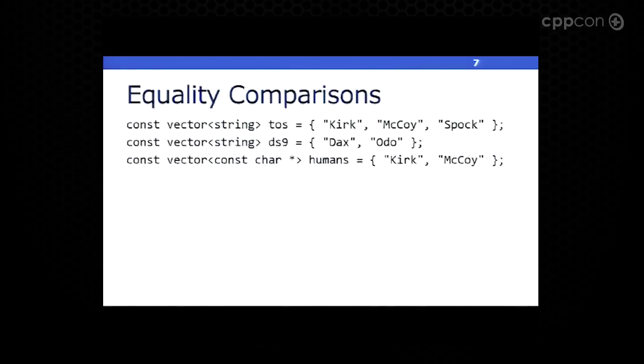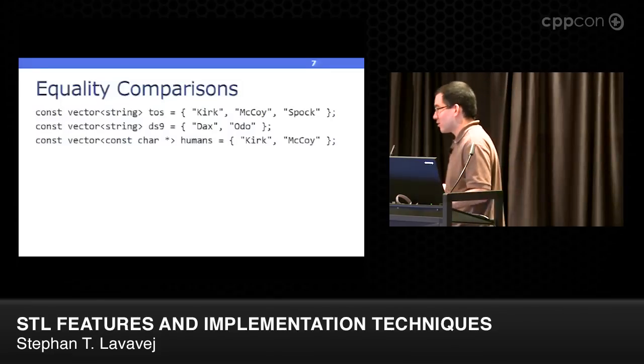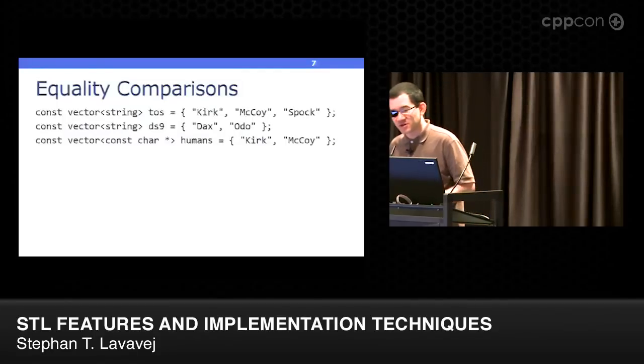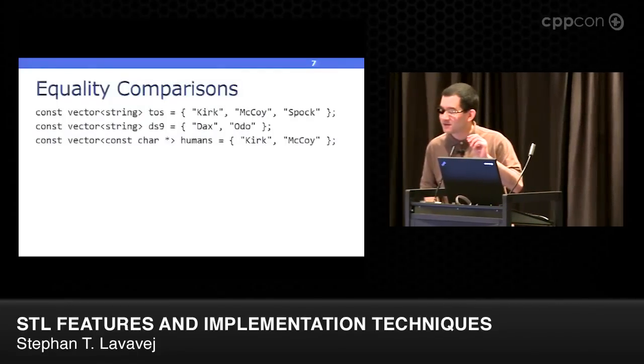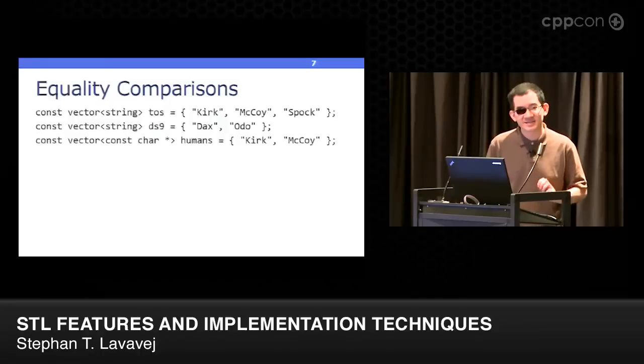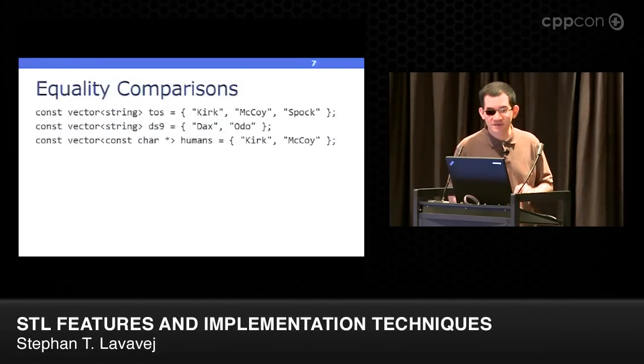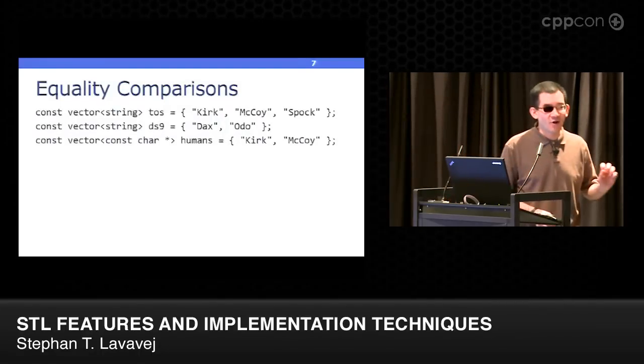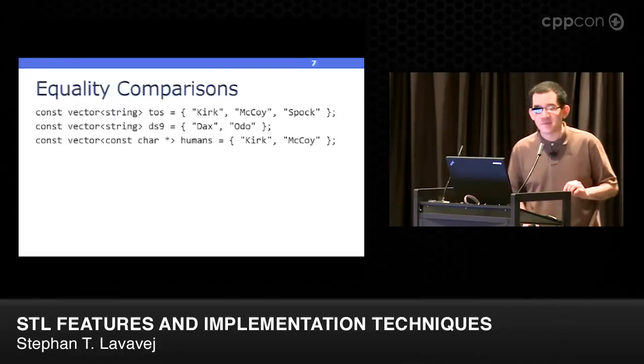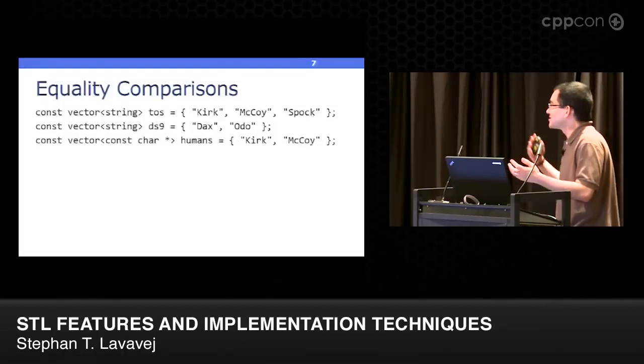So here's an example of a few vectors initialized with the initializer list. We've got a couple of vector strings. We've got a vector const char star. So let's start off. I want to compare to see whether the vectors TOS and DS9 have the same content, so that they're the same size and that all of their elements are equal. So what should I use to do this? Any guesses?